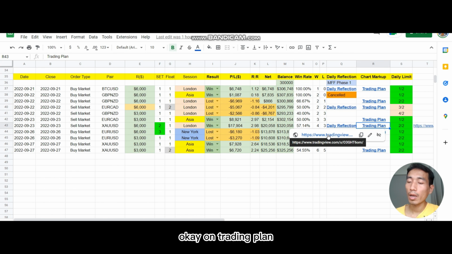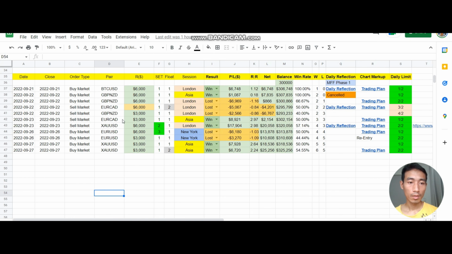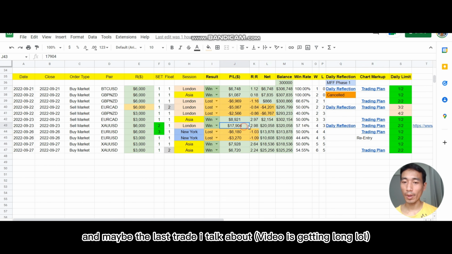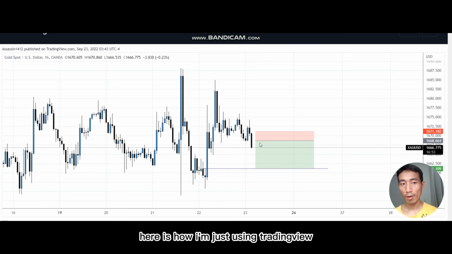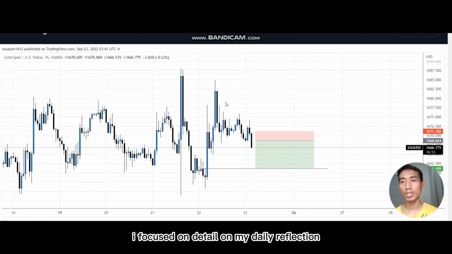20,000 profit. Okay, on the trade plan, let's look at it. Very basic. On gold. Okay, let me go into the chart. The next trade we want to talk about is gold, and maybe it's the last trade I talk about. On my trading plan, you can see this. Here is how I use TradingView to see the chart, so I can come back to it later. But most of the time, I focus on detail in my daily reflection, which is video analysis instead of just chart markup. And okay, so let's go into the chart.